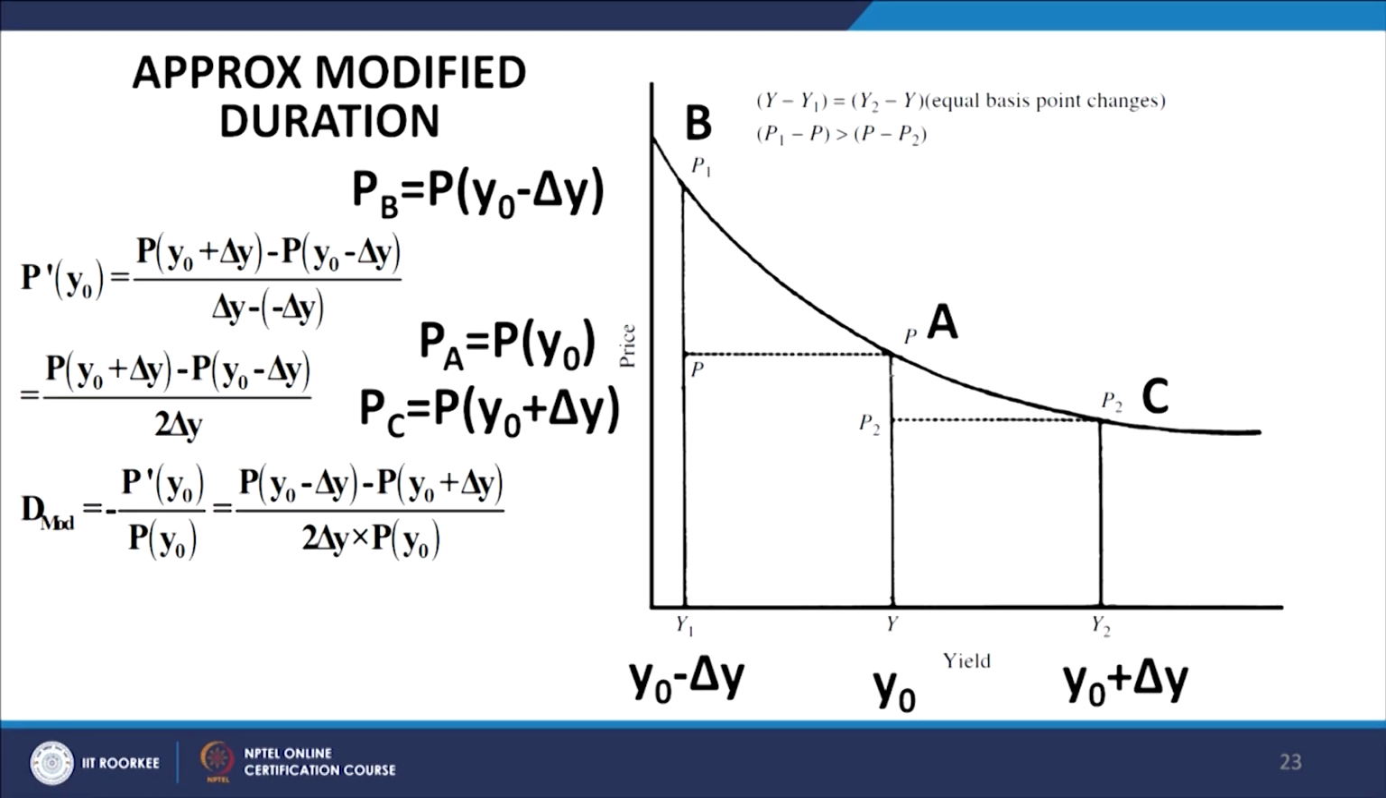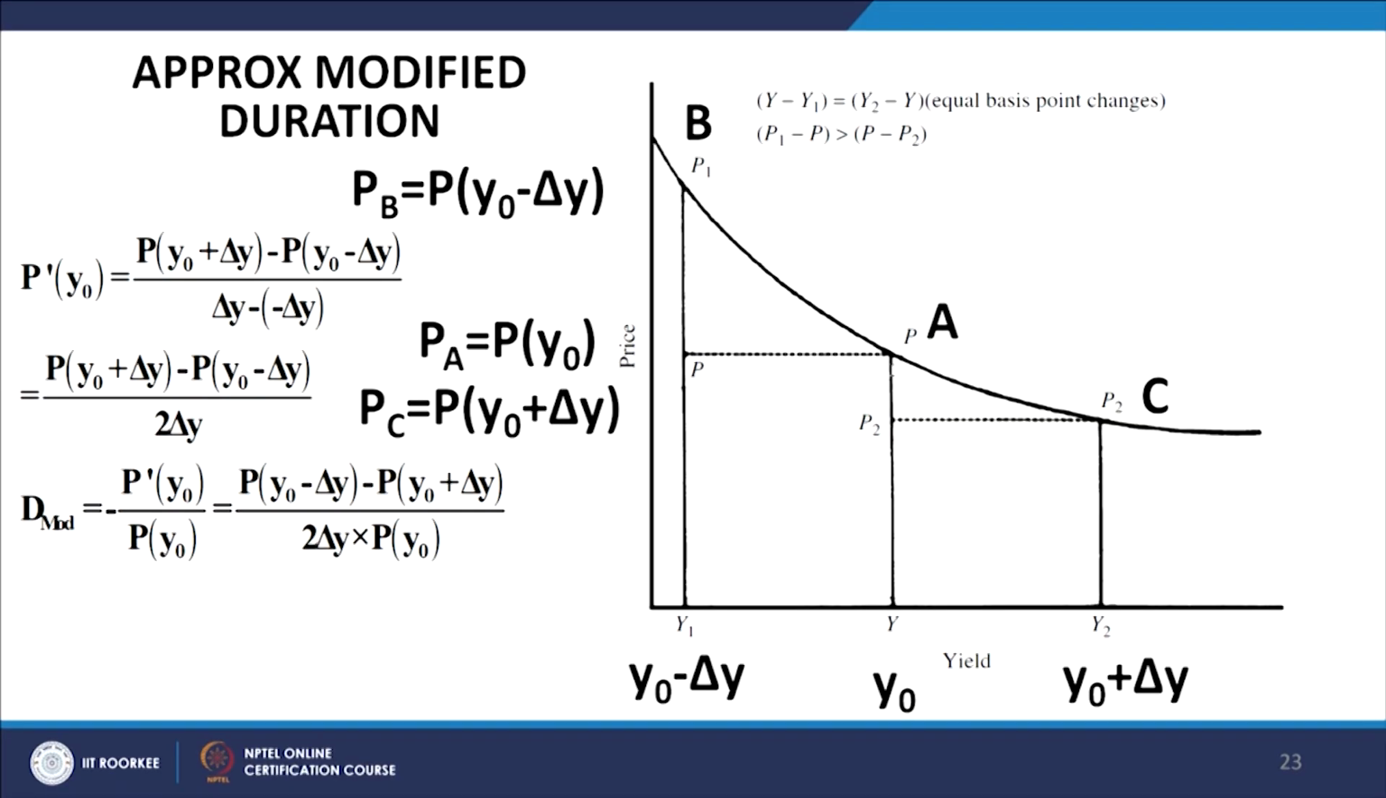So, now using the formula of modified duration, what we get is P of y 0 minus delta y minus P of y 0 plus delta y upon 2 delta y into P of y 0. So, this is how the approximate formula can be used, and this is the background of this approximate formula.